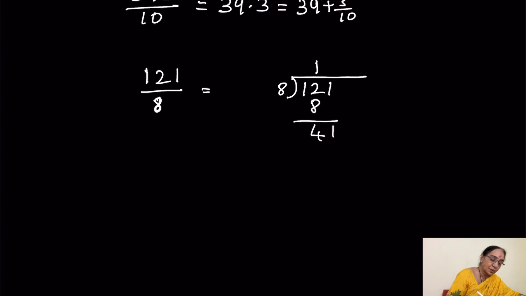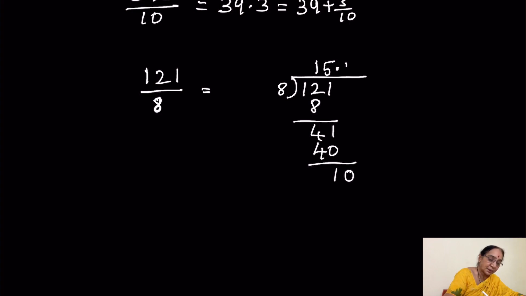Now you have to see how many times 8 divides 41. 8 fives are 40, and again I get the remainder 1. Now how do I divide 1 by 8? It's not possible. I need to add a 0. So before adding the 0, I keep the decimal point beside that 15, the quotient, and add the 0.